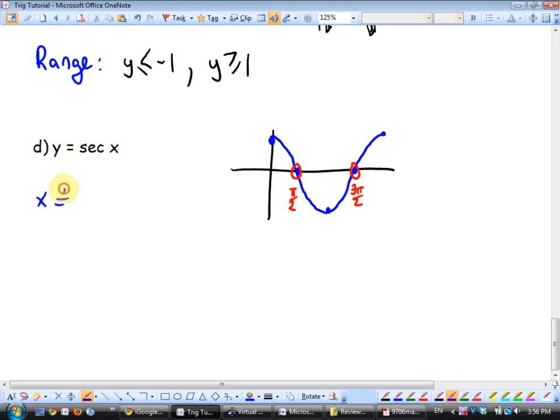X can't be... Where's the first hole occur? Pi by 2 plus... How far apart are the holes? Conveniently, once again, exactly pi. What if they wanted the equation of the asymptotes? Oh, x equals pi over 2 plus multiples of pi, where n is an integer.